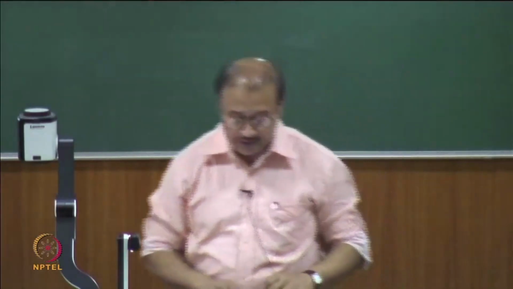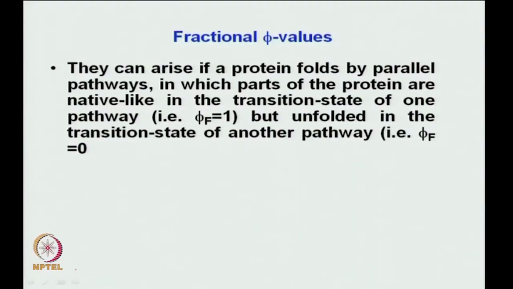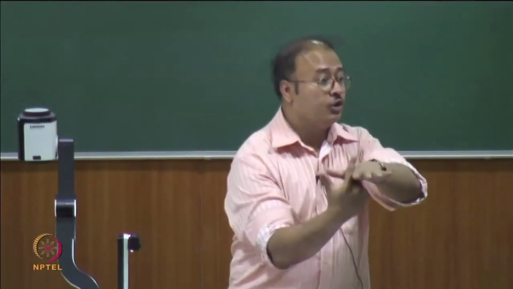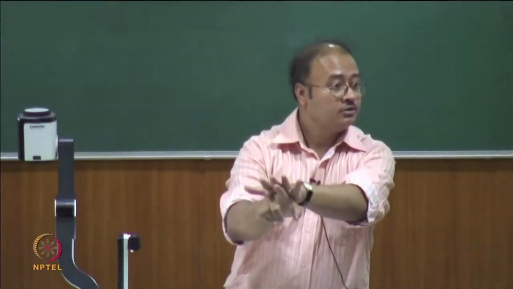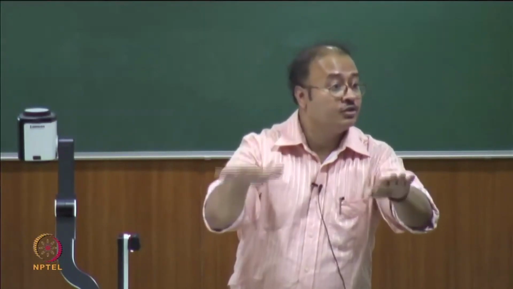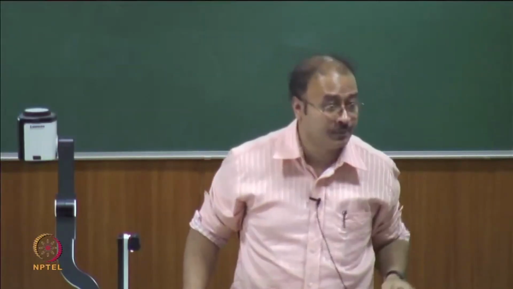For example, they can arise if a protein folds by parallel pathways in which parts of the protein are native-like in the transition state of one pathway, but unfolded in the transition state of another pathway. So remember, now you are not talking about one pathway, you are talking about parallel pathways. When you are doing this kinetics, you are looking at an average response. So in one parallel pathway it might be fully formed, in the other pathway it might not be formed at all. But when you look at it, you look at an average of these two. That means you look at a fractional value which is in between.